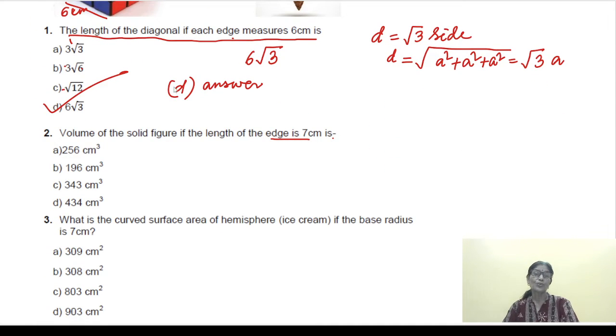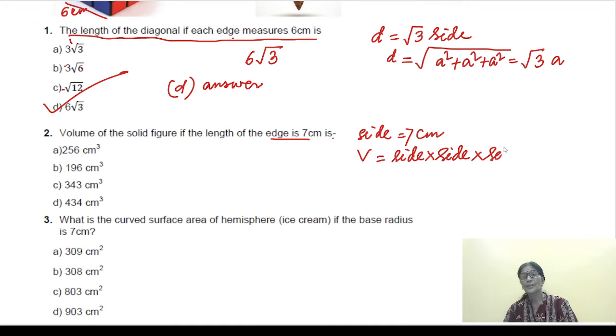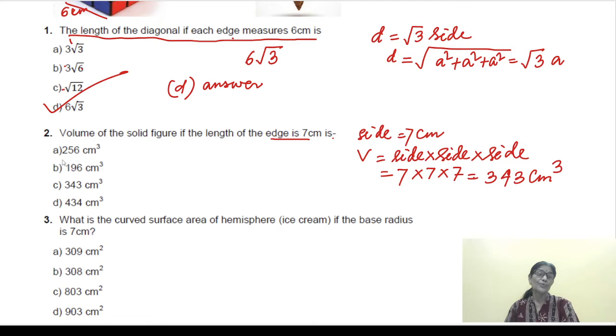Second is volume of the solid figure. The length of edge is 7, that means side is given as 7 centimeter. You have to find the volume. It is a very simple question. Volume is equal to side cube, or side multiplied 3 times. So it will be 7 multiply 7, 7 times 7 is 49, 7 times 49 is 343 centimeter cube. The options are 256, 196, yes, it is C here. So the answer is 343 centimeter cube.